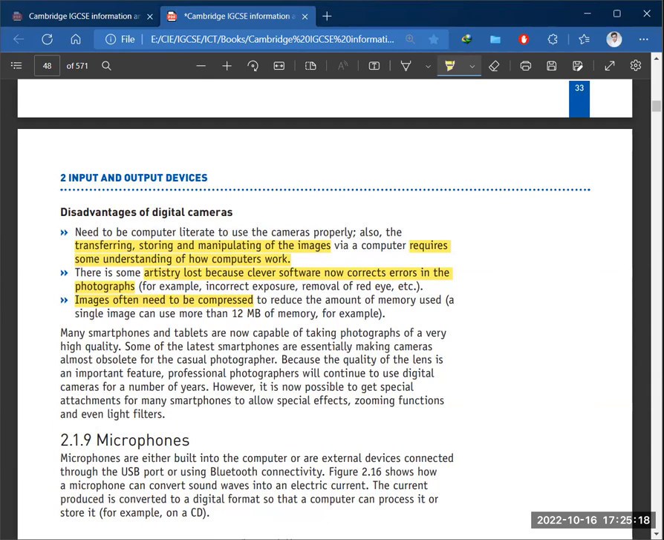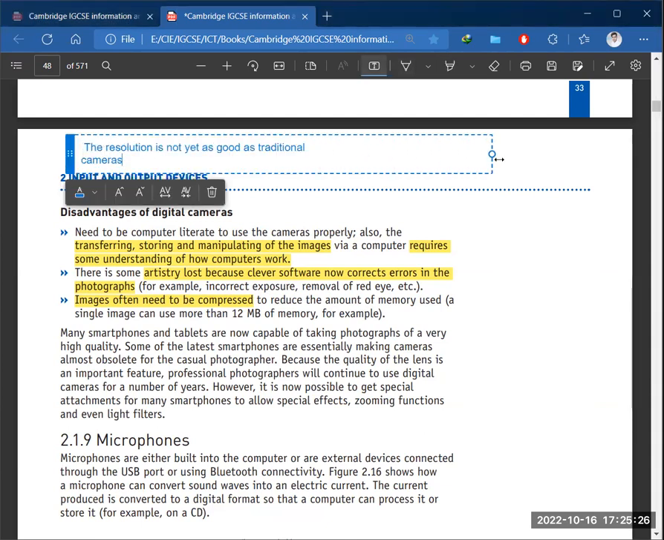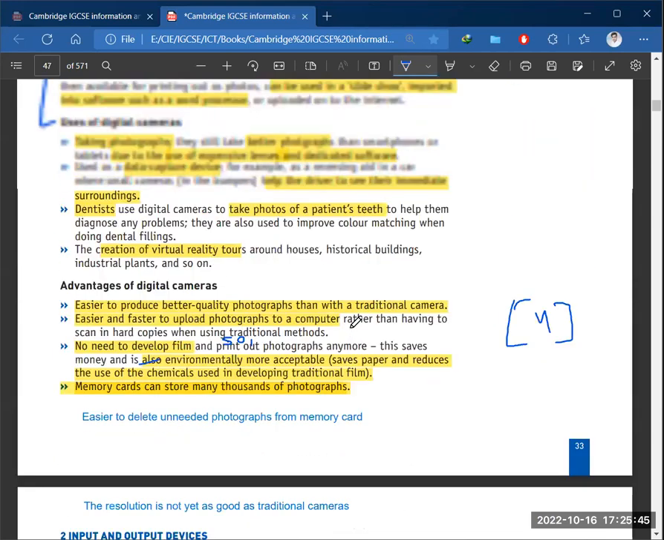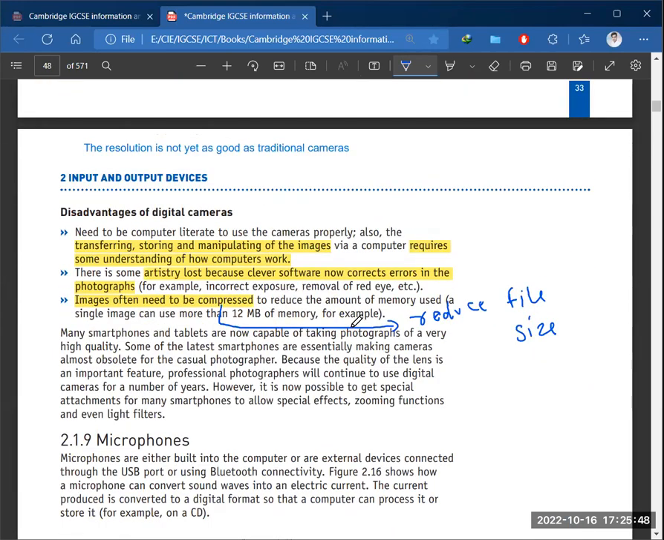Okay, so there is artistry lost because there might be errors. And what does compressed mean? Compressed here means reduce size, not the physics one. It means reduce file size. Is that clear? Yes, sir. So reducing file size, because images take a lot of space.